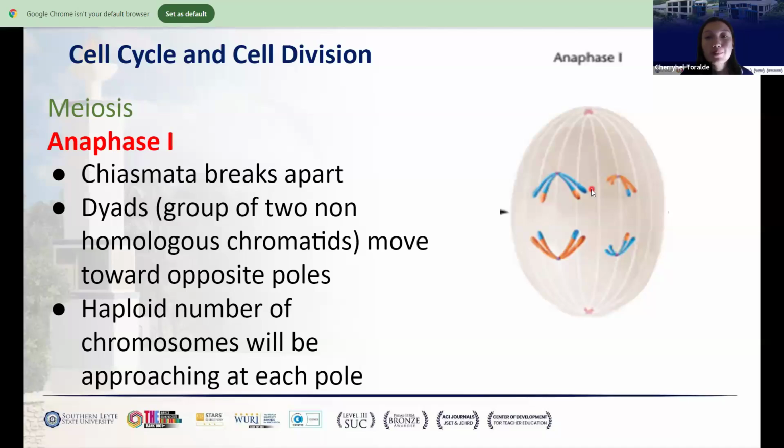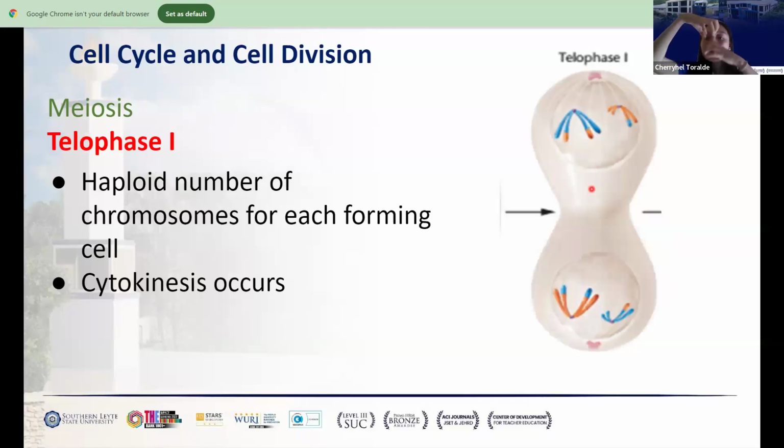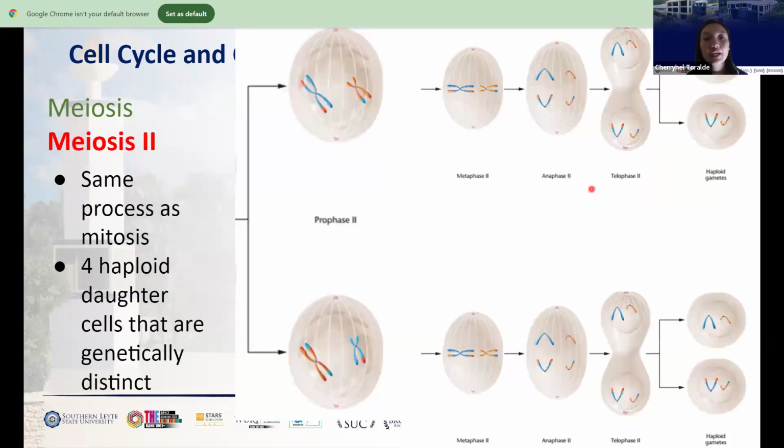Next, magse-separate yan sila na dyads or groups of two non-homologous chromatids. And then, magiging haploid na ang number of chromosomes that will be distributed in each of the cells that will be produced at the end of the meiosis 1. So, there will be 2 cells produced. So, from initially 4 chromosomes, magiging 2 chromosomes each na sila. Nag-half na. Okay. And then, that's the end of meiosis 1.